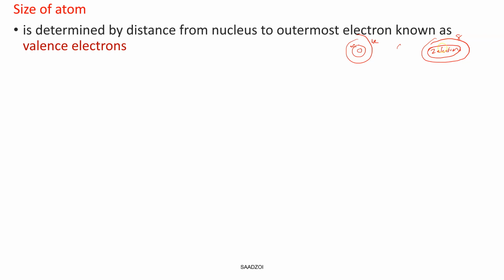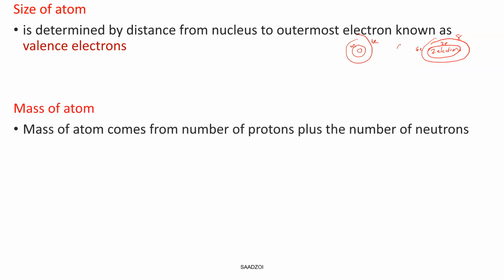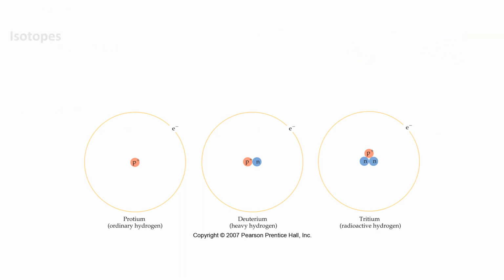So if an atom has, let's say, oxygen, which has a total of 8 electrons, 2 of the electrons would be in the first ring, and 6 would be in the next ring. That gives us a total of 8 electrons, like we would expect for oxygen. And in this situation, we have 6 valence electrons, 6. The mass of the atom comes from the number of protons plus the number of neutrons, as we said.